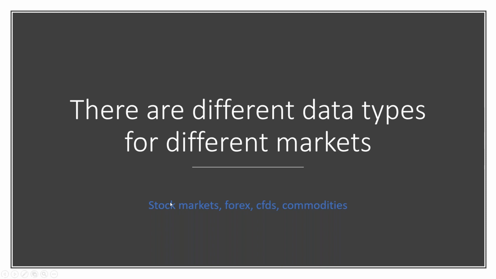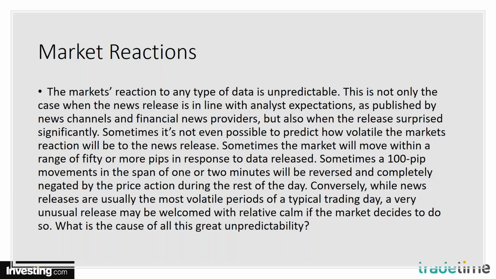The market reaction to any type of data, though, is unpredictable. This is not only the case when news is released in line with analyst expectations as published by news channels and financial news providers, but also when the release surprises significantly. Sometimes it's not even possible to predict how volatile the market's reaction will be. Sometimes the markets will move 50 or more points in relation to that. Sometimes a 100-pip movement happens in the span of 1 or 2 minutes and will be reversed and completely negated by the end of the day.